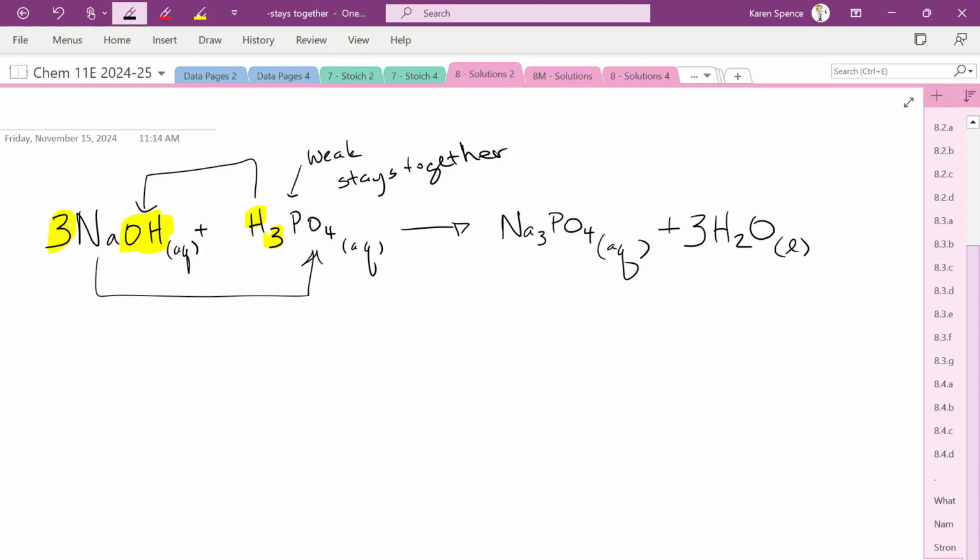I saw puzzled looks there. You should have been puzzled. NaOH does not contain H. It contains OH. I mean, it does contain H, but only within the OH. All right. So now this is balanced.